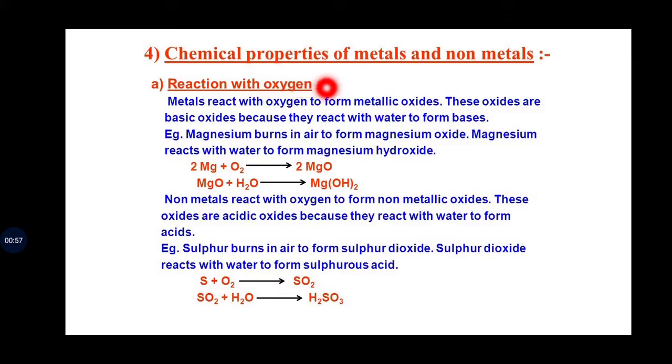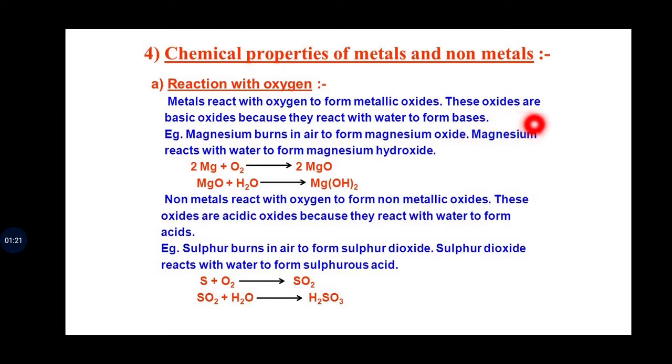First one is chemical properties of metals and non-metals: reaction with oxygen. How do metals and non-metals react with oxygen? Metals react with oxygen to form metallic oxides. जब metal react करता है oxygen के साथ तो वो क्या बनाता है? Metallic oxides बनाता है. These oxides are basic oxides because they react with water to form bases.